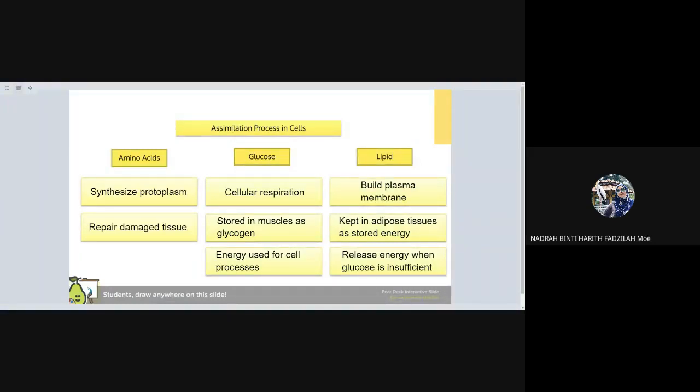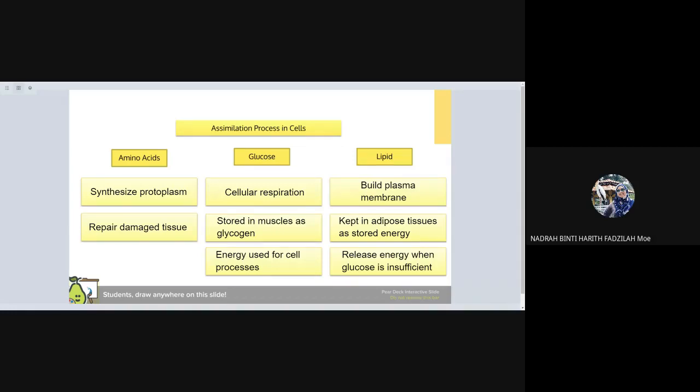So, for amino acids, okay, amino acids is used to synthesize protoplasm. Protoplasm tu basically the components of the cell lah, the plasma membrane, all the organelles, and all the enzymes and the hormones that are required by the cells or excreted by the cells. And amino acids are also used to repair damaged tissues.